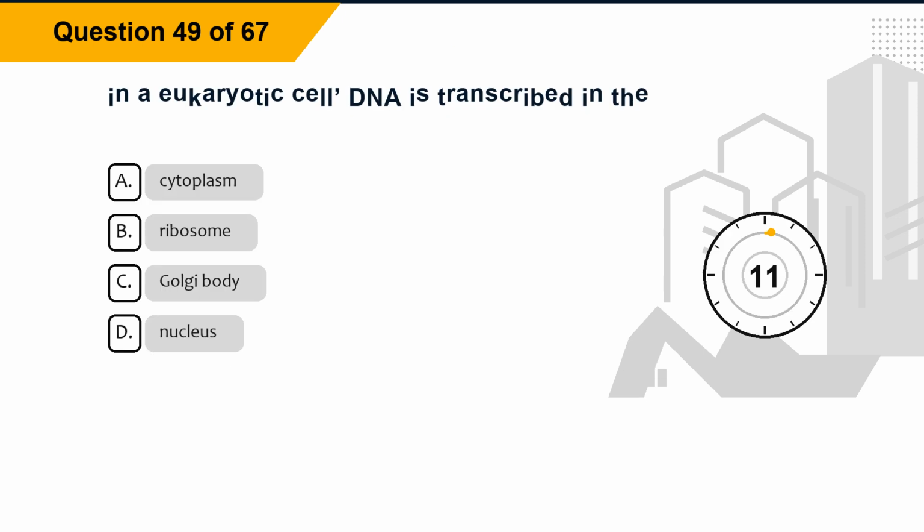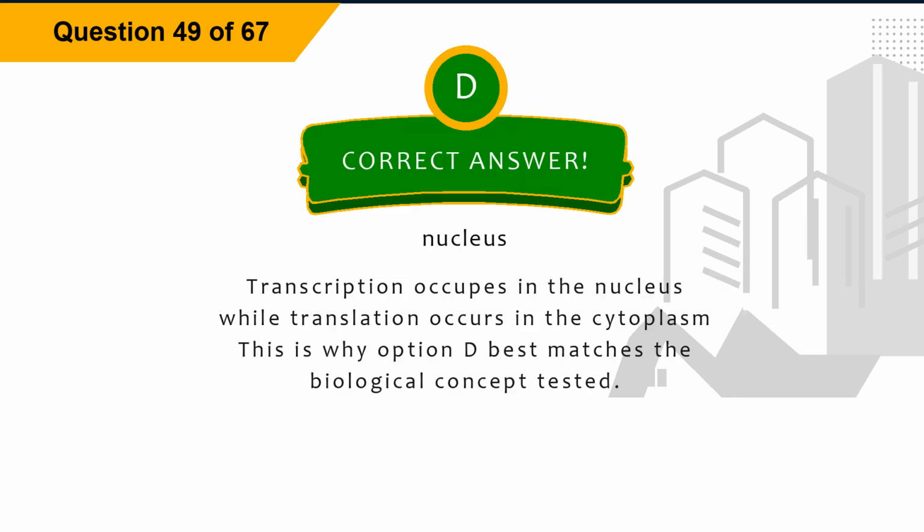Question 49. In a eukaryotic cell, DNA is transcribed in the option A, cytoplasm. Option B, ribosome. Option C, Golgi body. Option D, nucleus. The correct answer is option D, nucleus. Explanation. Transcription occurs in the nucleus while translation occurs in the cytoplasm. This is why option D best matches the biological concept tested.